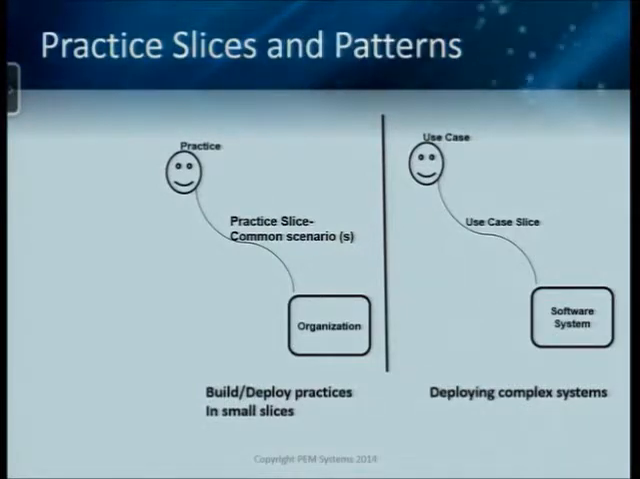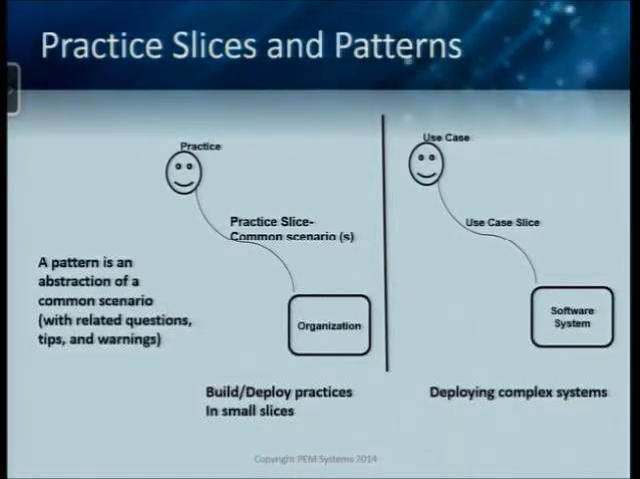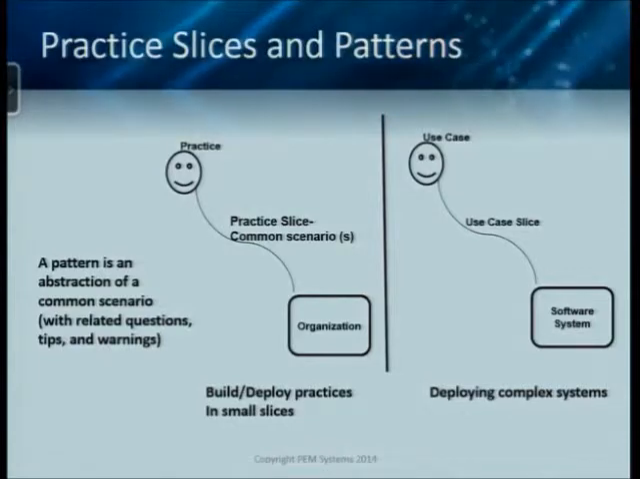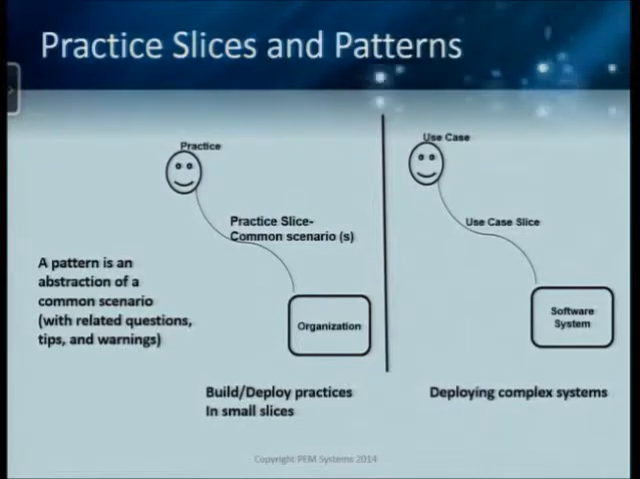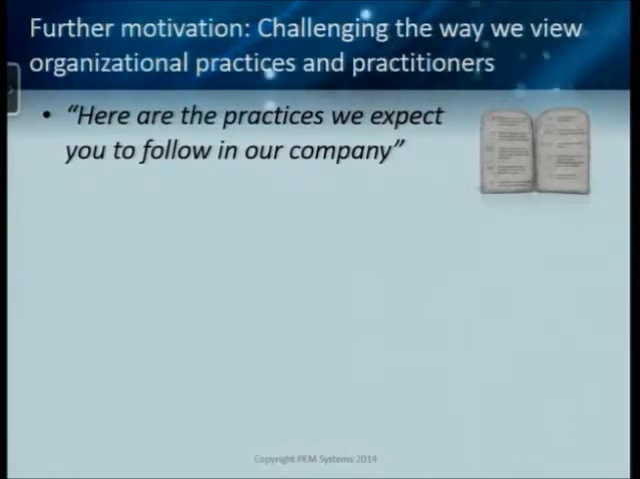This is the Agile model. You get a little increment out, and you get people using it, and they give you feedback, right? Same thing for practice. Why doesn't this make sense for practices? Instead of having our practices in large volumes, how about small slices of them, deployed as small pieces, so we can hear if they're helping developers? So another term that I like to use here is a pattern, which is just an abstraction of a common scenario with some related questions and tips. So I want to give a little more motivation for this, and then I'm going to give some examples.